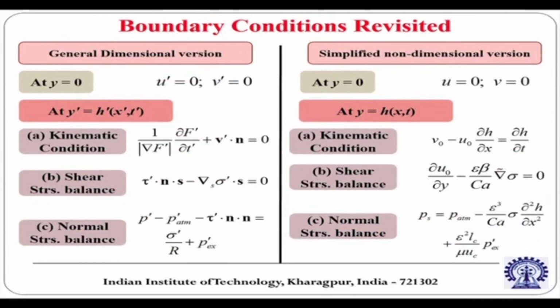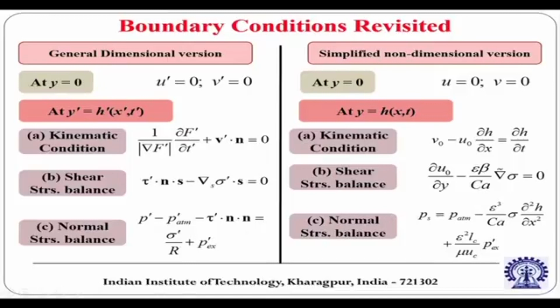Then the boundary conditions, we have expressed both in a dimensional form and in a non-dimensional form. So the kinematic boundary condition at the interface, this is the dimensional form, this is the dimensionless form. The shear stress balance, this is the dimensional form and this is the dimensionless form expressed in terms of capillary number. Normal stress balance, again dimensional form and dimensionless form.